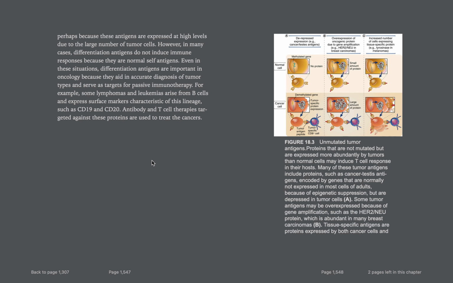Even in this situation, differentiation antigens are important in oncology because they aid in accurate diagnosis of the tumor types and serve as targets for passive immunotherapy. For example, some lymphomas and leukemias arise from B cells and express surface markers characteristic of this lineage, such as CD19 and CD20. Antibody and T cell therapy targeting these proteins are used to treat cancer.